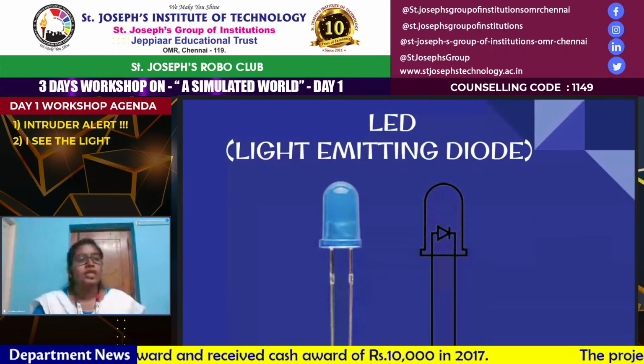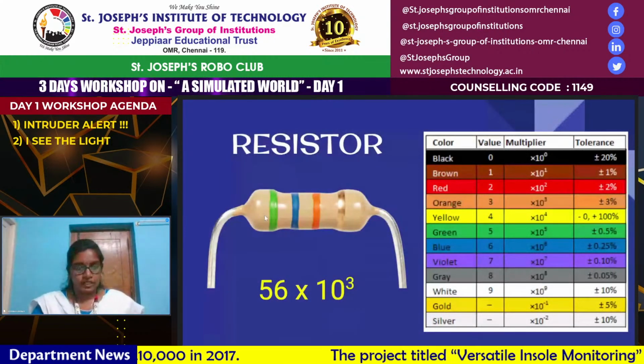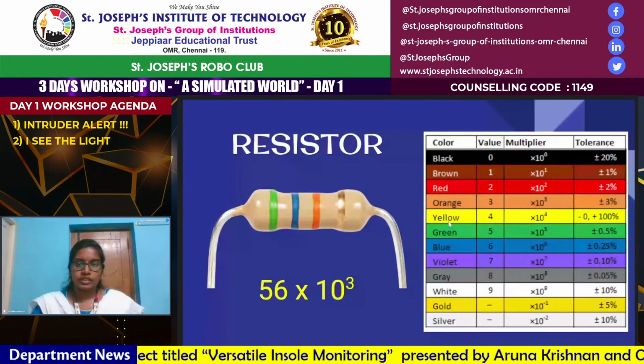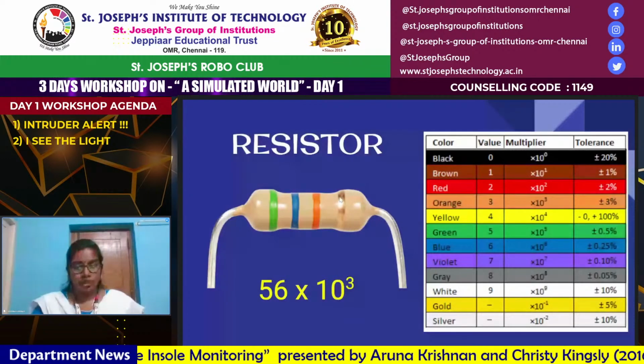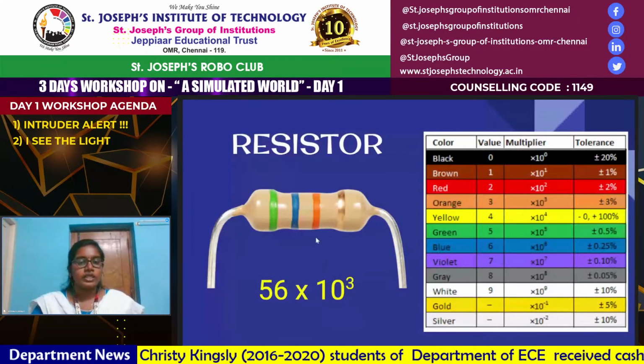The next component we need is a resistor. All of you might be a bit confused about how to read the values of the resistor. This is a simple chart here, and the last ring is the gold or the silver ring that usually tells the tolerance. The first 3 rings tell us the value of the resistor. The first 2 rings are the number value, and the last ring is the multiplier value.